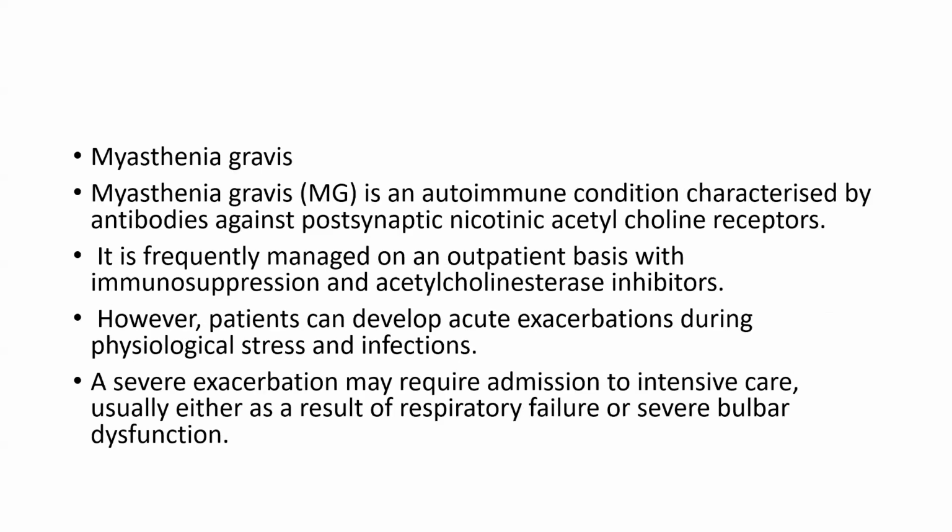Now about myasthenia gravis. Myasthenia gravis is an autoimmune condition characterized by antibodies against the postsynaptic nicotinic acetylcholine receptor. It is frequently managed on an outpatient basis with immunosuppression and acetylcholinesterase inhibition. However, patients can develop acute exacerbation during physiological stress and infection. A severe exacerbation may require admission to intensive care, usually as a result of respiratory failure or severe bulbar dysfunction.